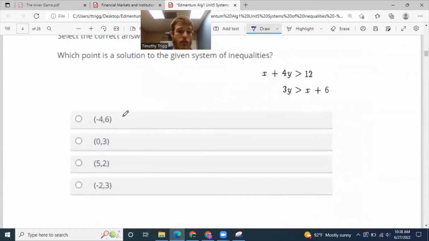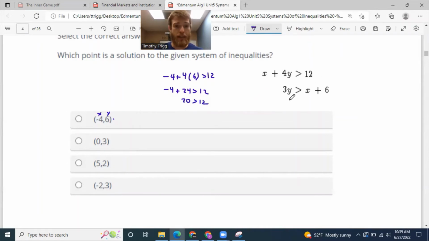Which point is in the solution set? Once again, we're going to test out the points and see which ones produce a true statement for both inequalities. So let me go ahead and try this first point here, negative 4 comma 6. Replace the x with negative 4 and the y with 6. Let's try this first inequality. So negative 4 plus 4 times 6, and I want this to be greater than 12. That gives us negative 4 plus, what's 4 times 6? That's 24. Is that going to be greater than 12? Well, yes, because this will give us 20, which is definitely greater than 12. So it works for the first inequality.